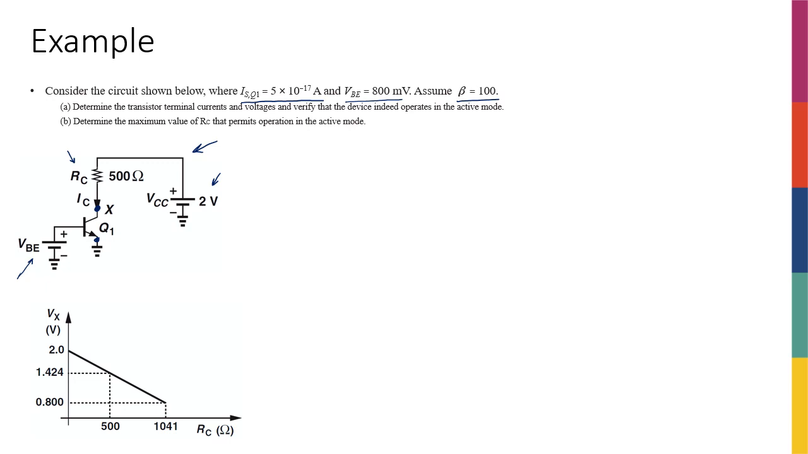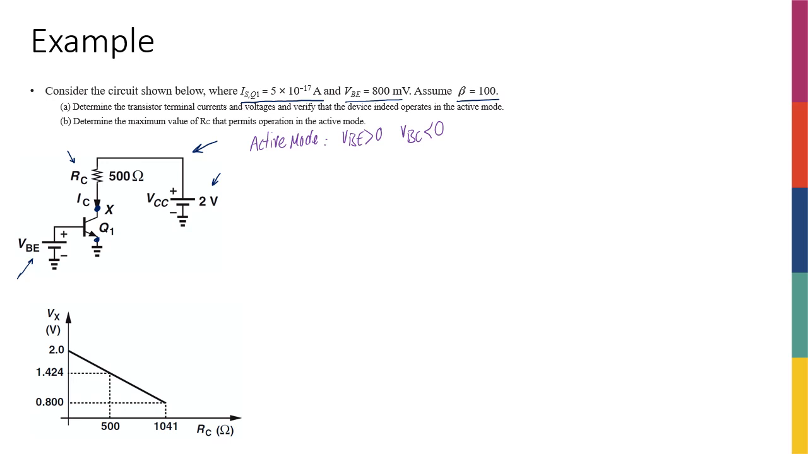So the first thing that the question is asking us is to check and verify if the device is indeed operating in the active mode. Okay, we said that to be in active mode, we need to have a VBE that is greater than 0, and we have to have a VBC that is smaller than 0, so that the base-emitter junction is forward biased and the base-collector junction is reverse biased.